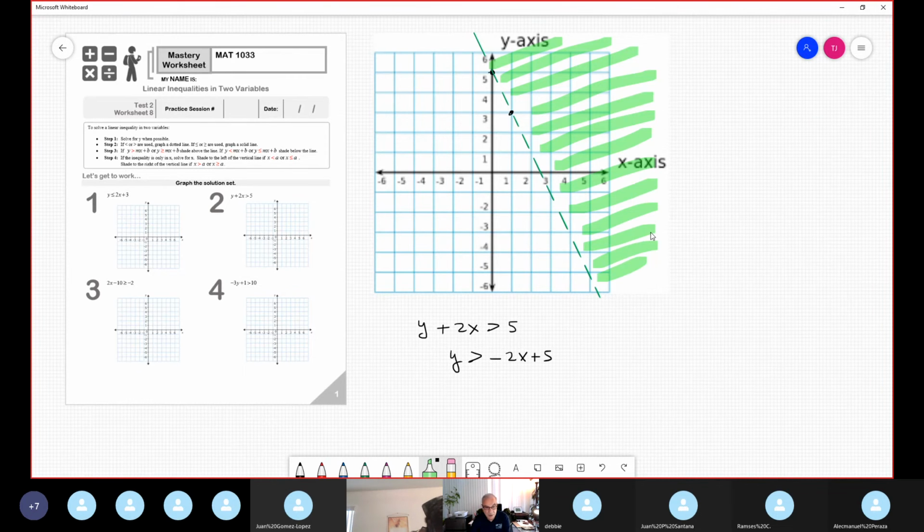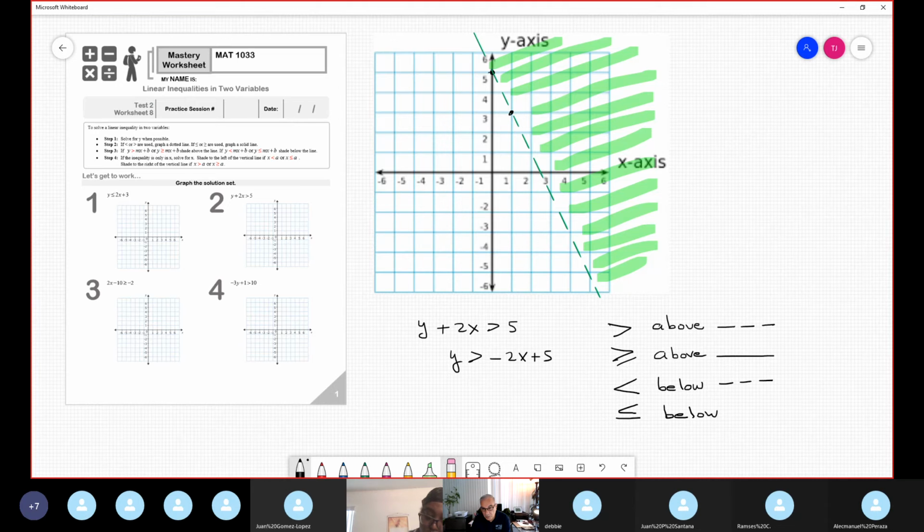Okay, this is a crucial moment to summarize everything. Look, that symbol is above and a dotted line. This symbol is also above, but a solid line. This symbol is below and a dotted line because I have no equal. This symbol is also below, but a solid line. Clear?